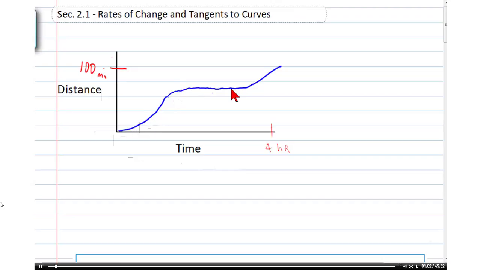Then it levels off because I have 4 children and dogs that like to travel with me, and we have to stop because somebody's got to go potty, somebody's going to be hungry. So we stop right here, and as the time goes by, we're not making any distance progression. But at the end of 4 hours, I reach my destination, and so from here to here, I can talk about an average rate of change. And the average rate of change would be equivalent to the slope of this secant line. So the slope of this secant line would represent my average rate of change.